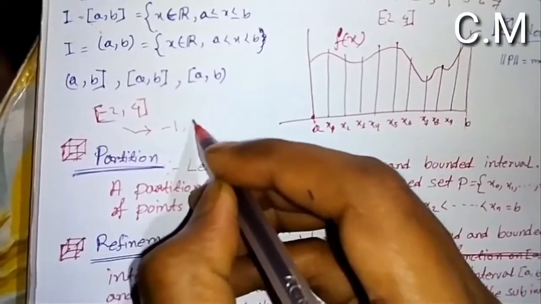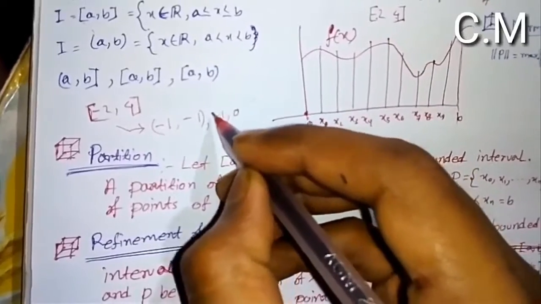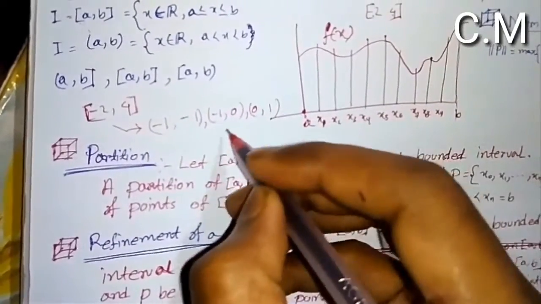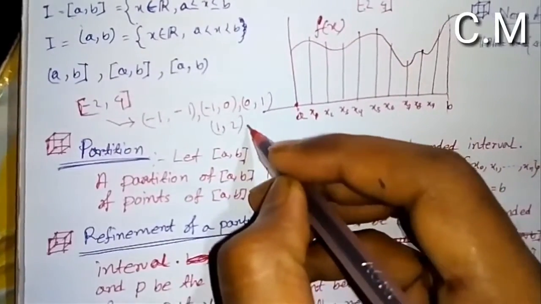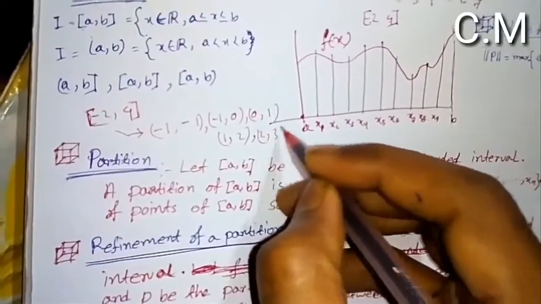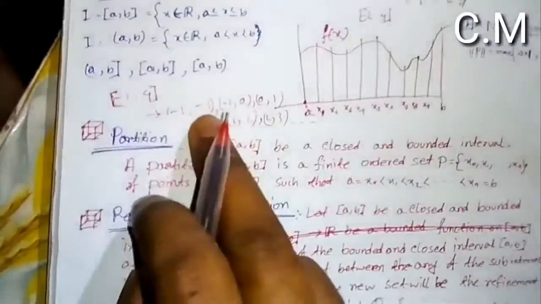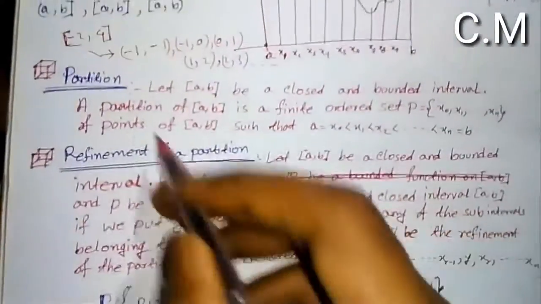-2 to -1, -1 to 0, 0 to 1, 1 to 2, 2 to 3 and so on. So these are the sub intervals of a main interval. Next we will proceed.